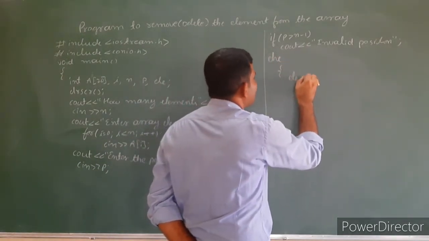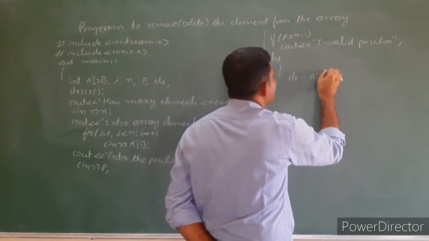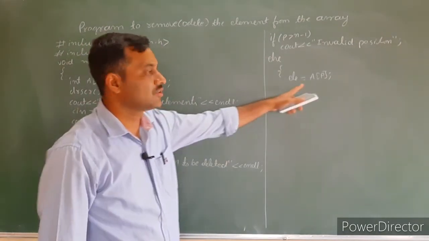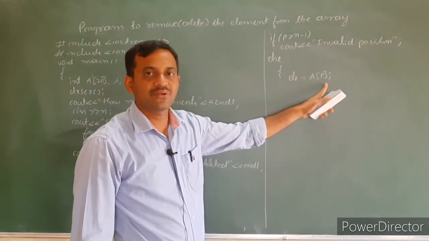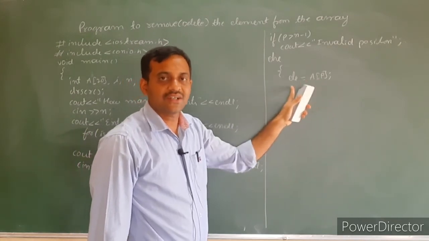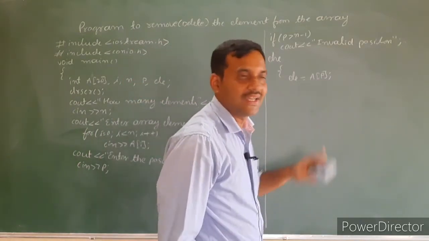At the beginning itself, copy the element. ele equals a of p. From this position, this element is deleted from the array. So, copy that element to the temporary variable ele.